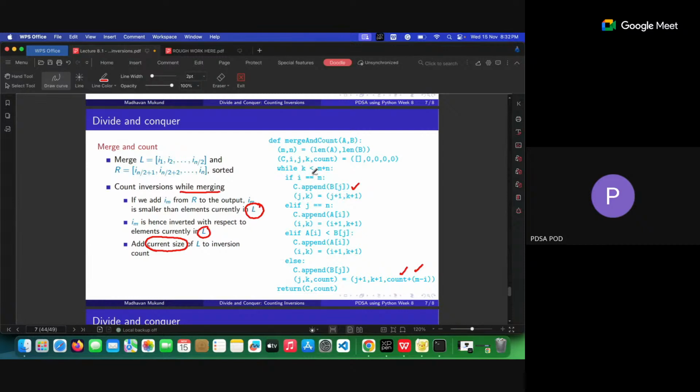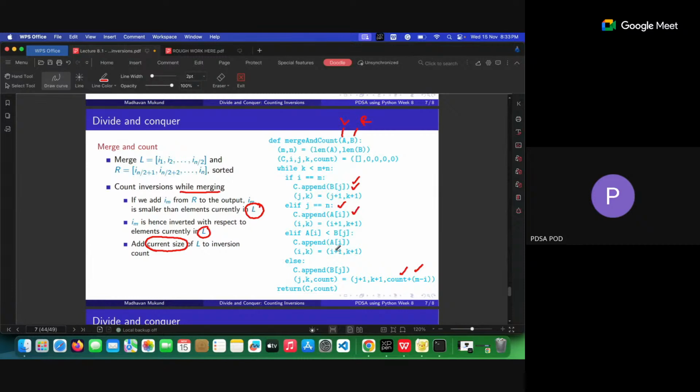Whenever equal elements are there, we simply append into C. I is used for the index position in the left and J for the index position in the right. Because A and B are the left and right partitions, the same thing is called again, like merge and count. Every time we change the left and right, A is the left partition and B is the right partition. Whenever equality is found, we add the B element, and whenever J is equal to N, we append A from the left partition.